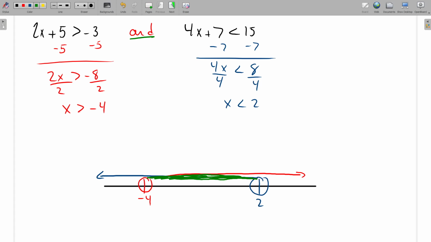All right, this value in the middle. All right, so and is where they overlap. All right, and our final solution is that single line.